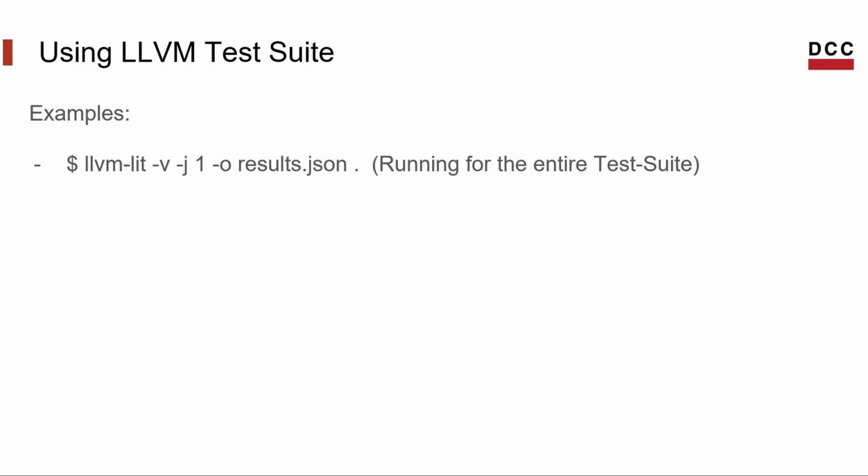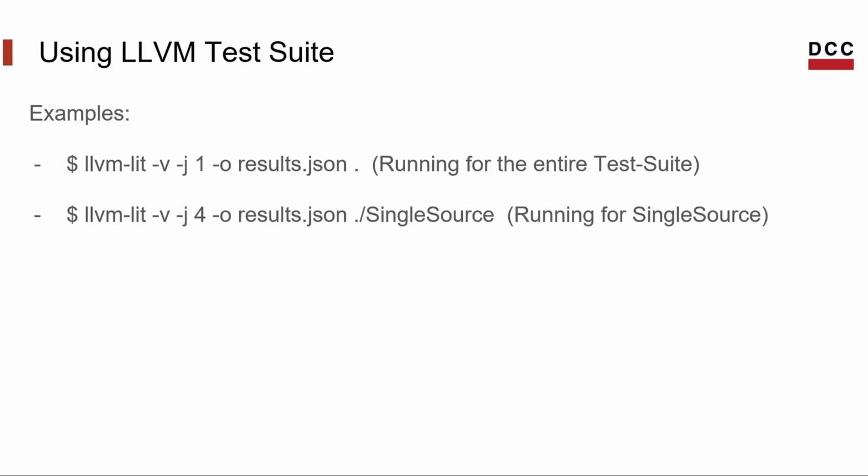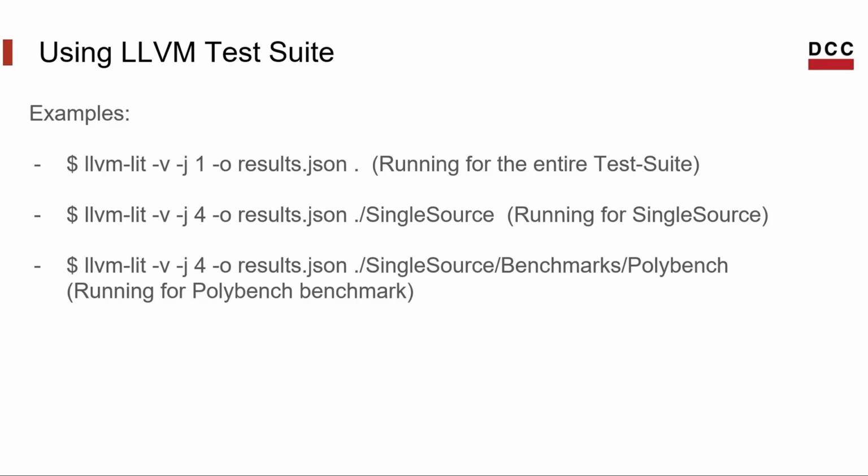Another option is running for a specific benchmark set. So here it's the same command, but I choose four workers, and I'm passing the single source folder. Lit will search for the tests of the programs inside the single source and run the test for each of them. Or even more, I can specify a single benchmark or a single program if you want.